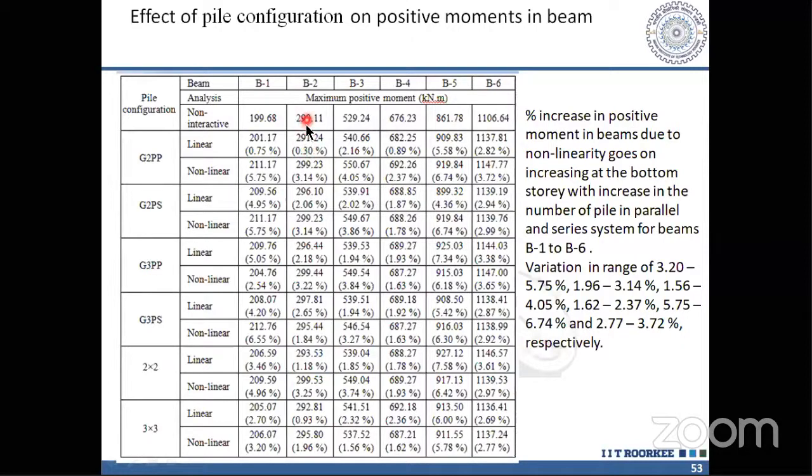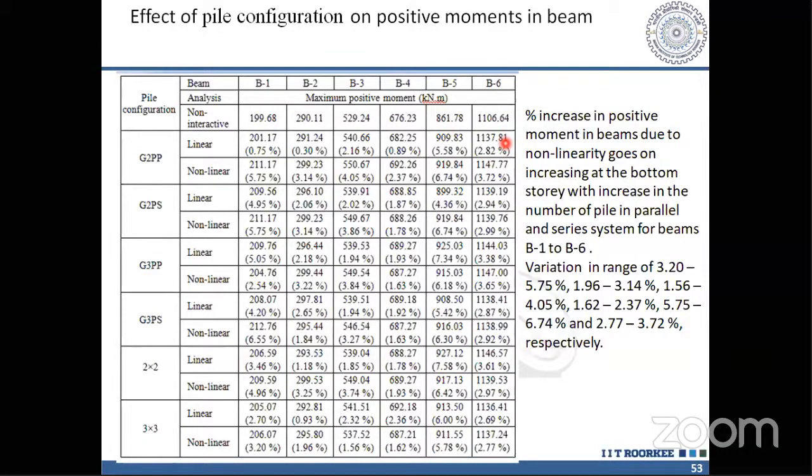So first we are giving it for fixed base. My bending moments were in the order of 199, 290, 529, 676, 861, and 1106. So B6 had the maximum bending moment. And this bending moment was increased by 2.82% only. So these were the bending moments in the beams.